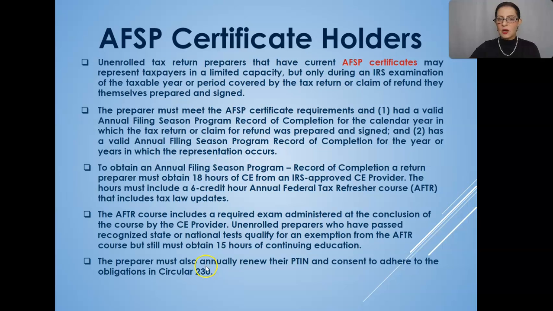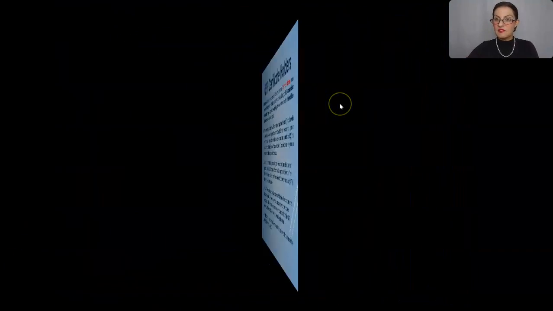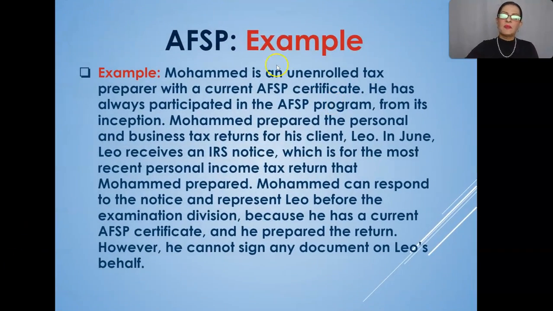The preparer must also annually renew their PTIN and consent to adhere to the obligations in Circular 230. All tax professionals that prepare tax returns for compensation have to have a PTIN, whether they have any kind of certificate, whether they're unenrolled, whether they're enrolled, it doesn't matter. If you prepare tax returns for compensation, you have to have a PTIN. It's mandatory.